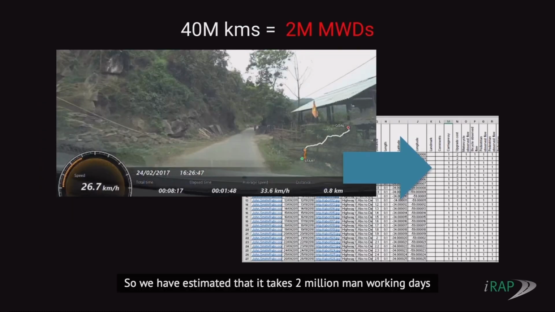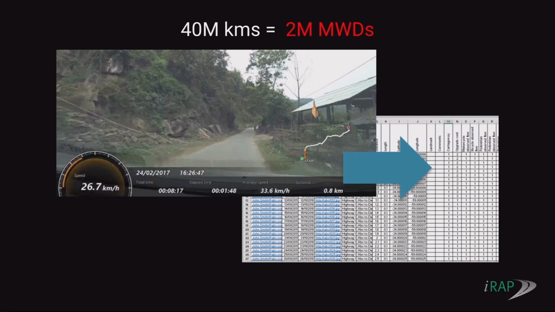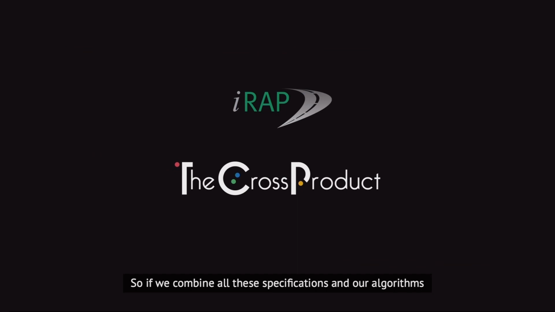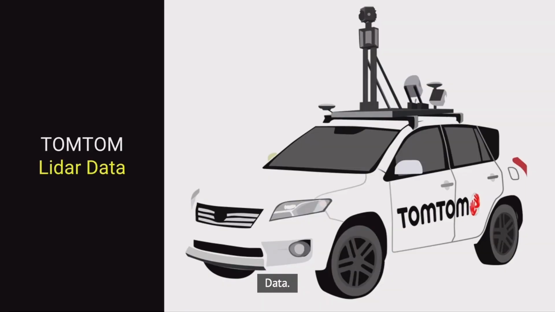So we have estimated that it takes 2 million man working days. So it's one person working for 2 million days. 2 million days is about the time since the wheel was invented. So one person working since the wheel was invented to assess all those roads. Now if we combine this specification and our algorithms, something is coming up. What's missing? Data. Where is the data coming from?